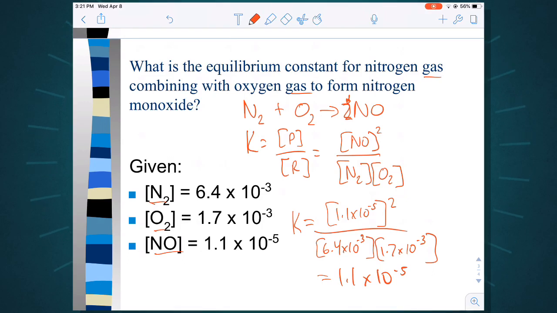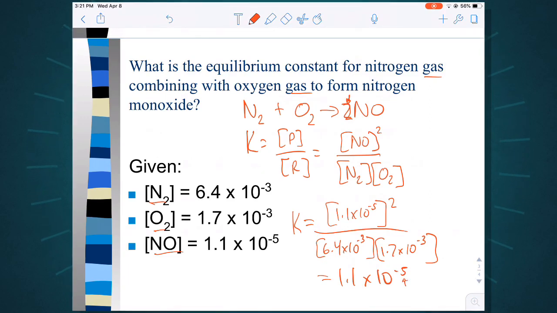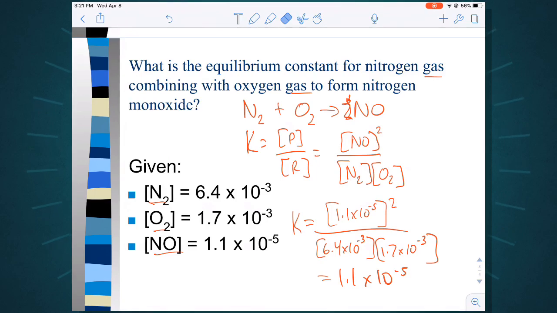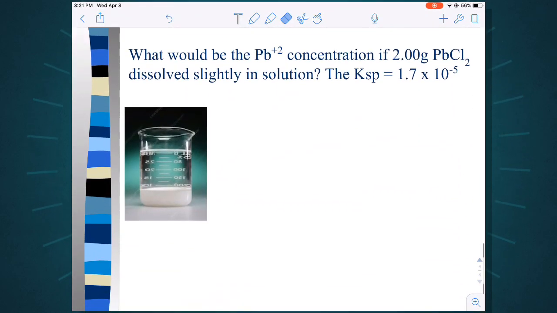Okay? So, with that being said, we can see that this is a very small K value, right? This is not going to be a very good reaction. Not a very good reaction at all. Okay? So let's go ahead and take a look at the next example.